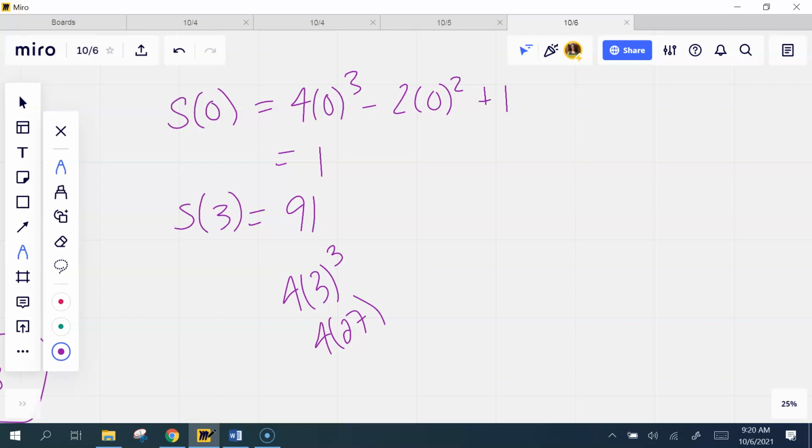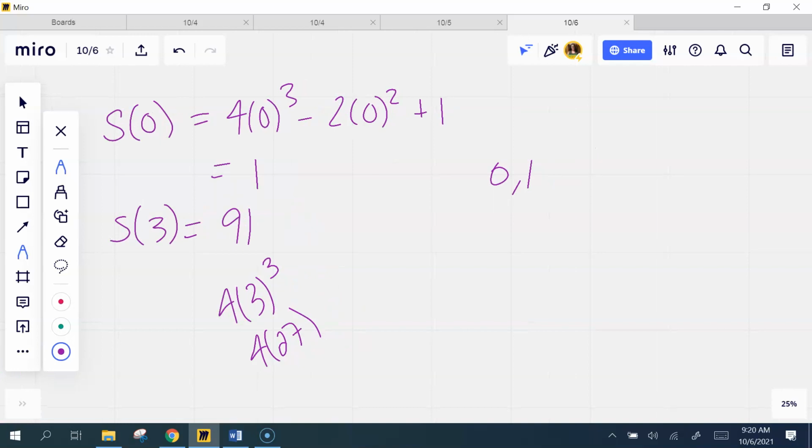Average velocity, again, average goes back to A-Rock. A-Rock needs points. So first 3 seconds means I need position at 0 seconds, and I need position at 3 seconds. And all you do is find the slope between those two, which is 30 feet per second.